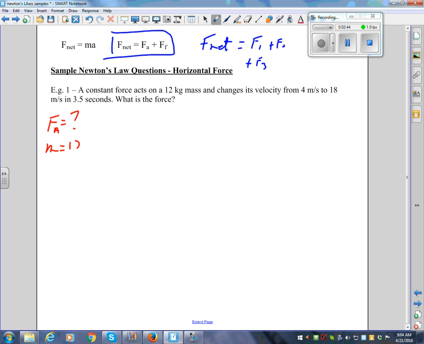We know the mass is 12. Again, some of you may find this writing stuff down on the side helpful. Some of you might just think you can do this. Some of you can just sit there and not do anything. It's whatever works best for you. If it's not working for you, change it.